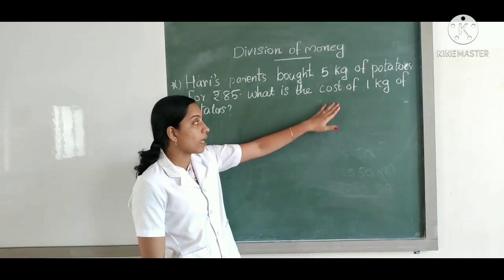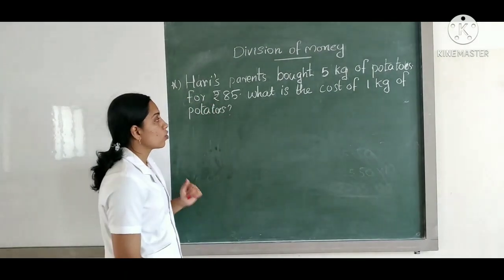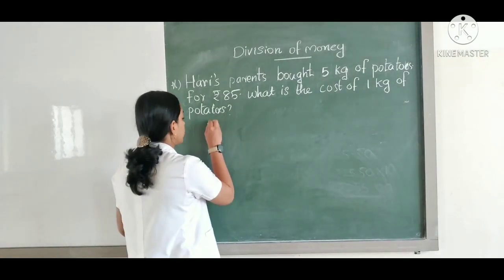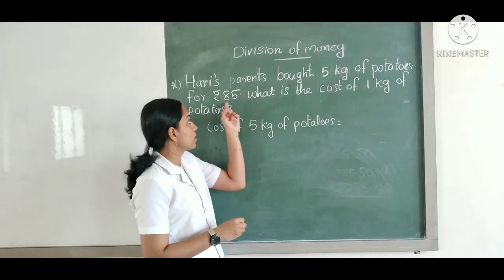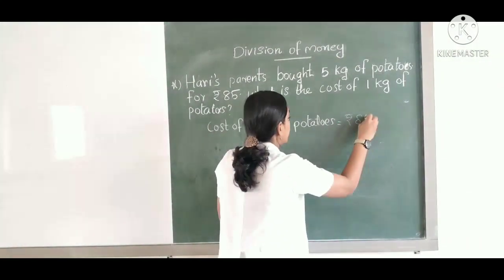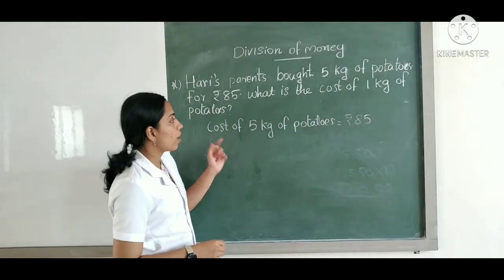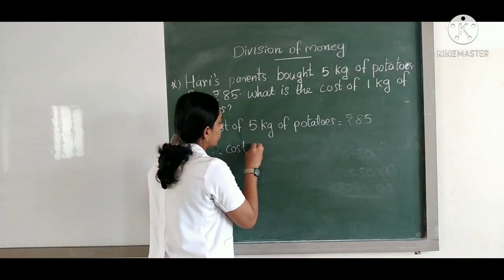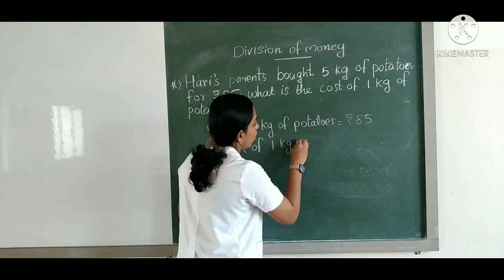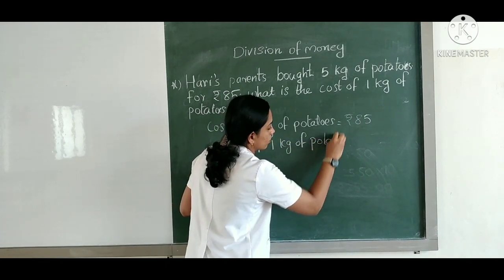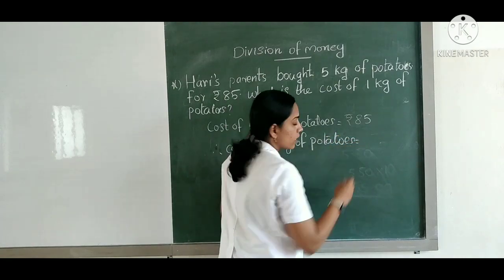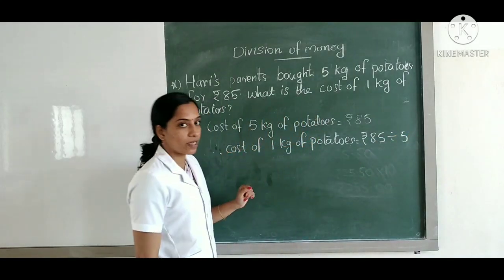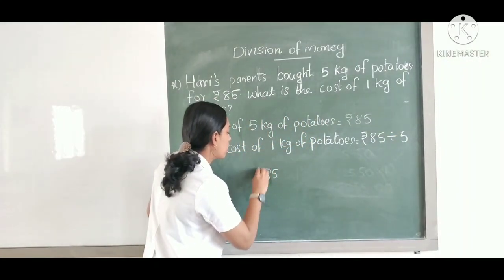Before dividing the numbers, let us write the statements. So what is the first statement? The cost of 5 kilogram of potatoes. What is the cost of 5 kilogram of potatoes? Yes, it is 85 rupees. So let us write here 85 rupees. Then we have to find out the cost of 1 kilogram of potatoes. So let us write, therefore, the cost of 1 kilogram of potatoes. That's equal to rupees 85 divided by 5. So let us divide 85 by 5.